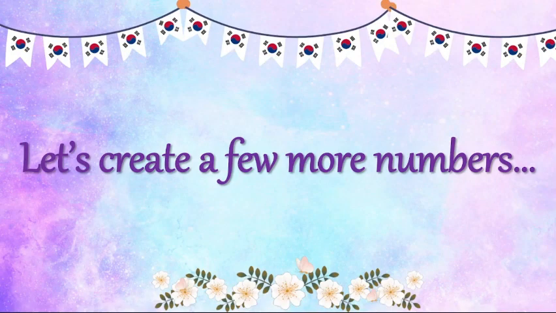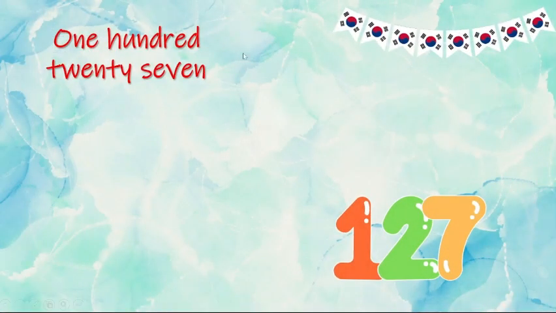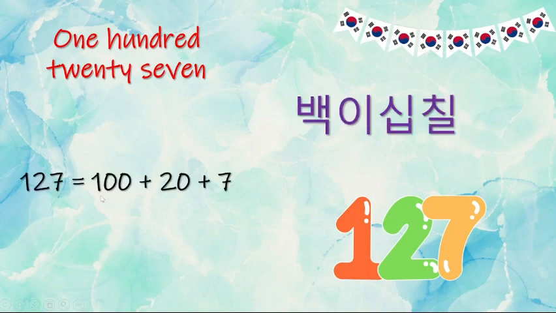Okay, now let's create a few more numbers. First one is the number 127. Now it is a combination of 100, 20 and 7. Okay, so in Korean language 100 is baek, 20 is i sip and 7 is chil. Combine all of them and 127 will be baek i sip chil. Very easy.